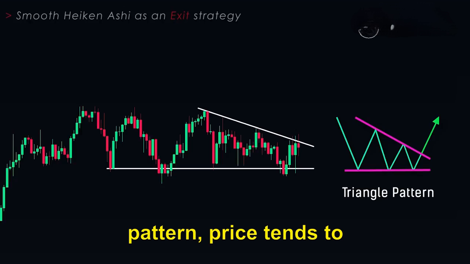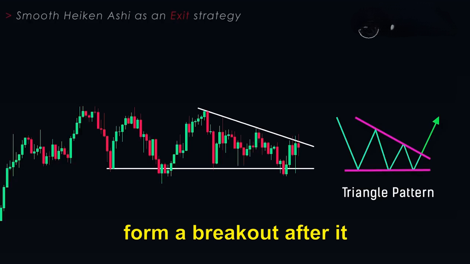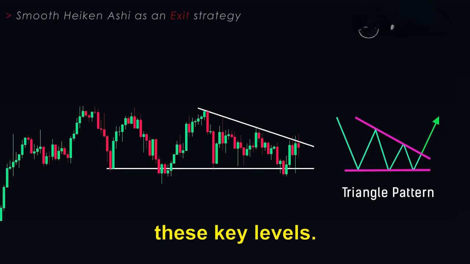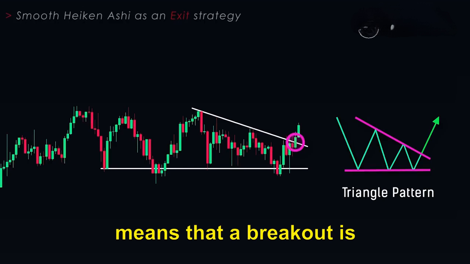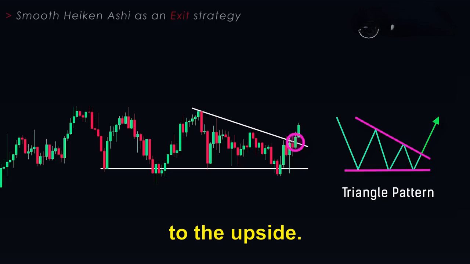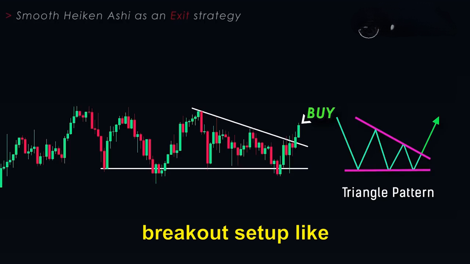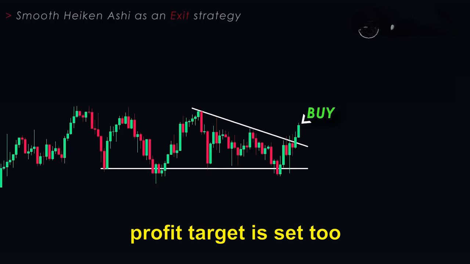And in this type of chart pattern, price tends to form a breakout after it breaks either one of these key levels. And right here, it actually broke the upper level, which means that a breakout is likely going to happen to the upside. And to take advantage of this, you can open a buy position here. Now usually, in a breakout setup like this, it's very common for the price to surge towards one direction, giving us the opportunity to earn massive profits. And so if your take profit target is set too low, you could potentially miss out on a huge profit opportunity.